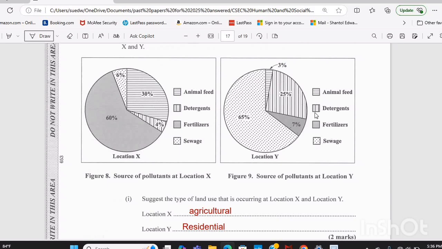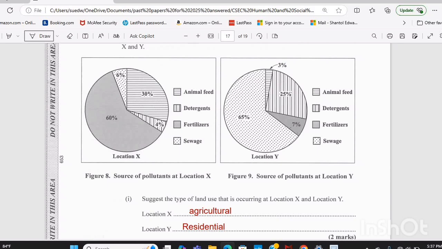Also, for 25%, we have a lot of detergents, as again, we use detergents in the home. Only 3% is used by animal feed and 7% by fertilizers. So the majority of it there is some urban use. So I have here residential just because I say, well, 25% of detergents must mean that people are in their homes washing clothes. But I guess I would think the best answer would be residential.